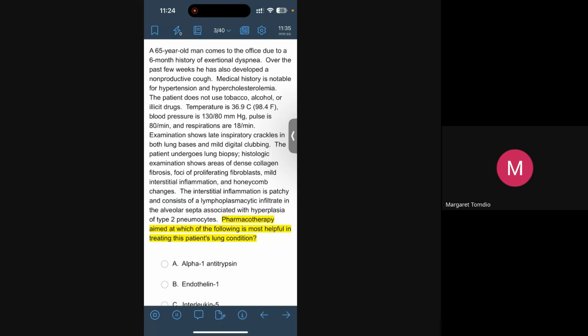65, 6 months of exertional dyspnea, non-productive cough over the past few weeks. Medical history is notable for hypertension and hypercholesterolemia. Does not use tobacco, alcohol, or illicit drugs. Late inspiratory crackles, and mild digital clubbing. Inspiratory crackles are heard in restrictive or in obstructive disease?